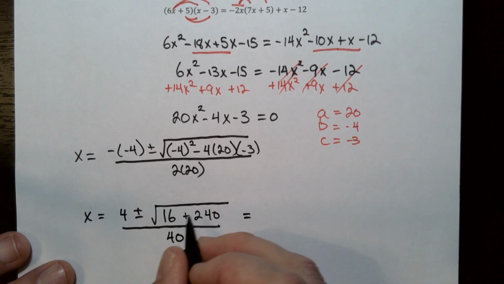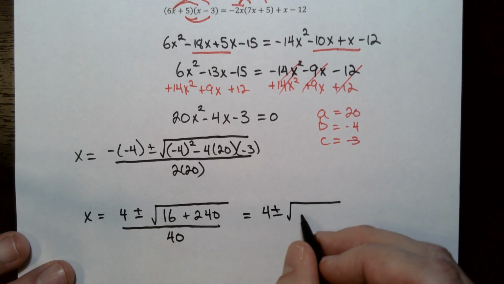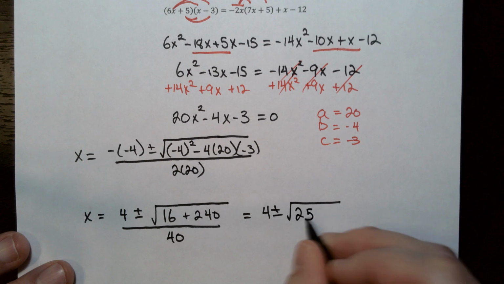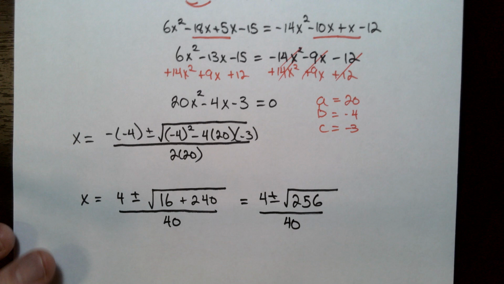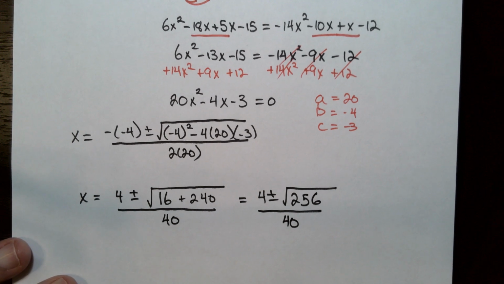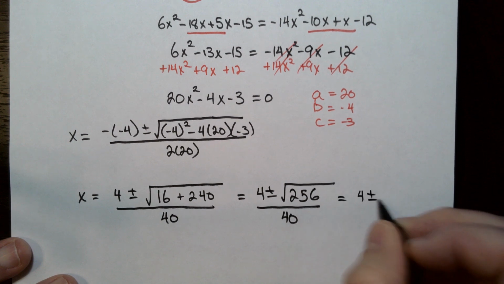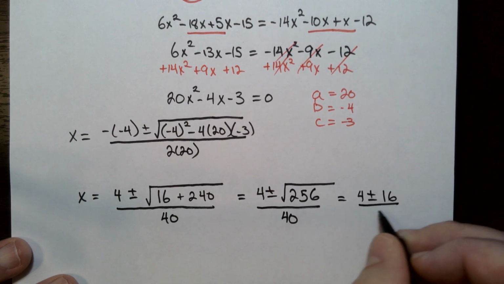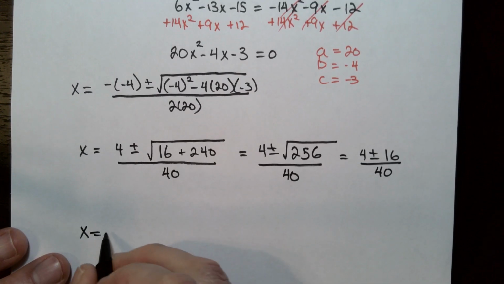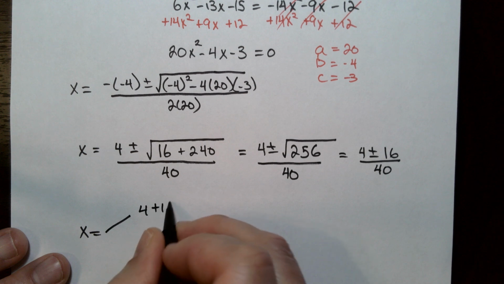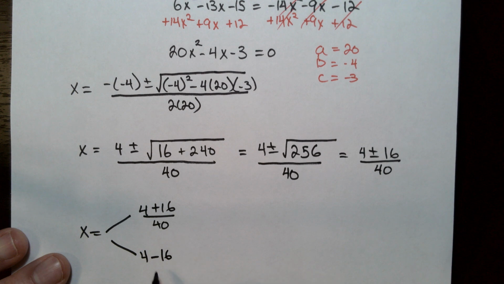Okay, let's combine those inner terms right there. So 4 plus or minus square root of 256 over 40. Okay, 256 actually is a square number. 16 squared is 256. So this will reduce to 16. So 4 plus or minus 16 over 40. Okay, so let's split this up into two separate solutions. X equals 4 plus 16 over 40 and 4 minus 16 over 40.